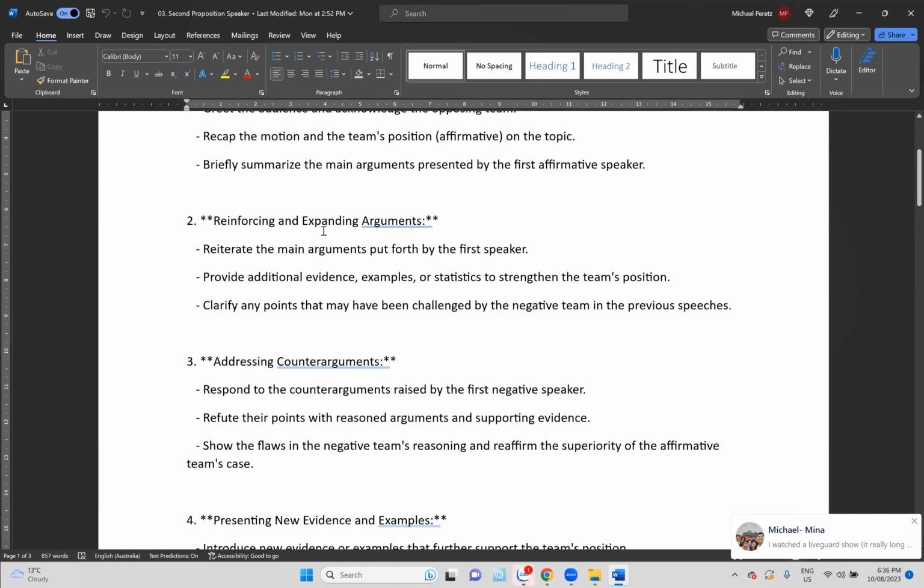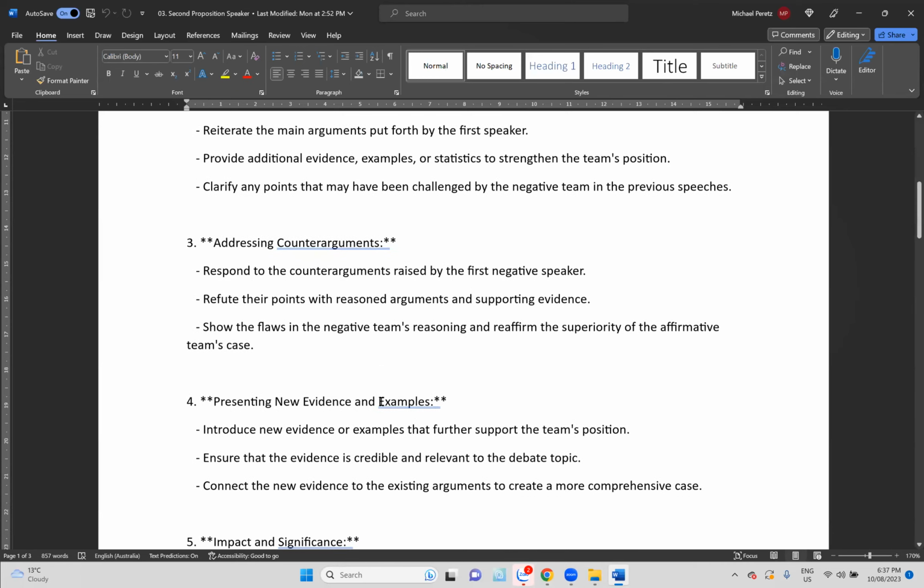We need to reinforce and expand on the arguments made. So providing additional evidence, examples, or statistics to strengthen our team's position. And we now get the chance to clarify any points that were challenged by the negative team. So any counter arguments they made, this is our chance to set the record straight and say, well, you said we said this, or you challenged it and put this point out, but here's what we actually think again. So we actually meant to say this. It just gives you a chance to make your arguments a bit stronger.